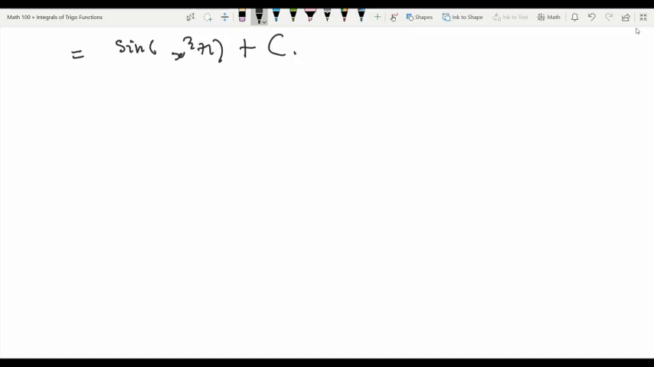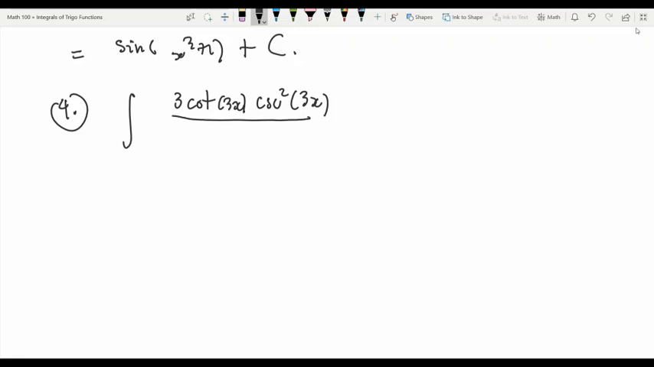Okay, next let's have example number 4. Here we want the integral of 3 cotangent of 3x times cosecant squared of 3x all over 1 minus cotangent of 3x cubed dx. So, medyo komplikado, no?